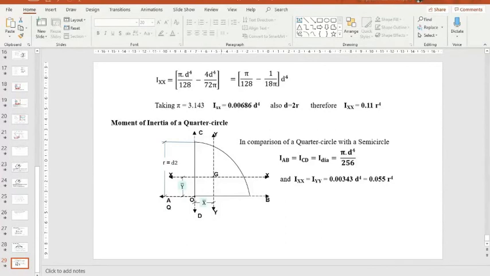So we will meet on Saturday. I'll be posting the recorded video of whatever we did till now, and I will be completing the derivations of rectangle, triangle, and circle. I will be posting it on the CEDMS website or YouTube.